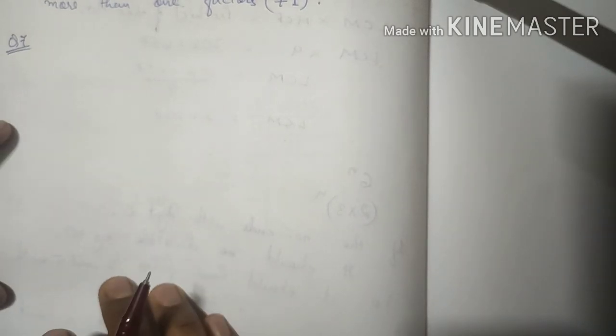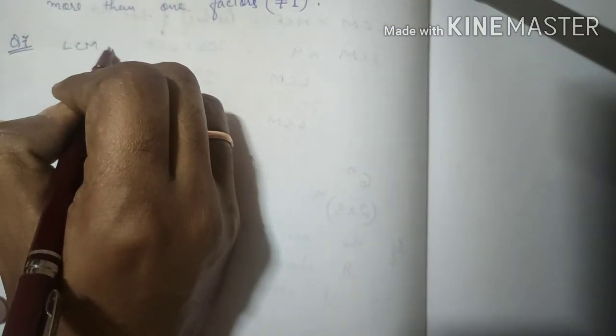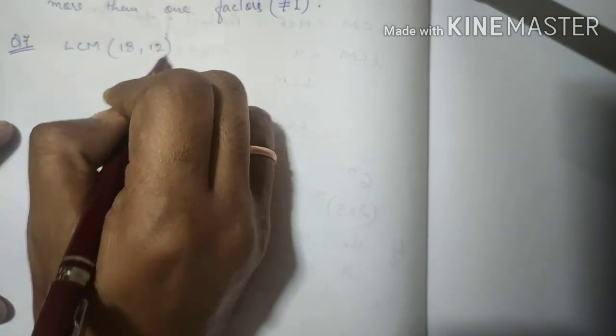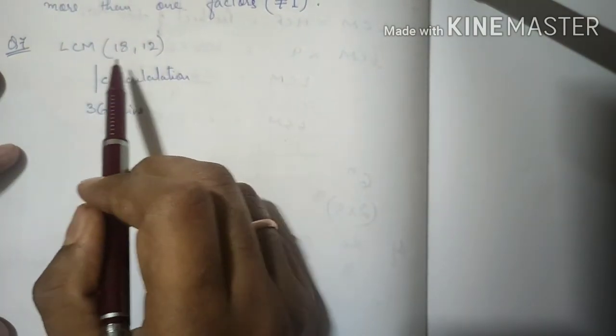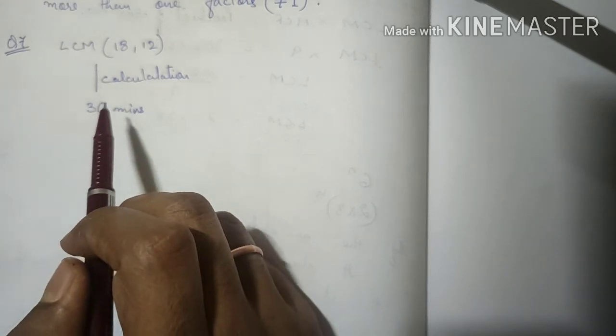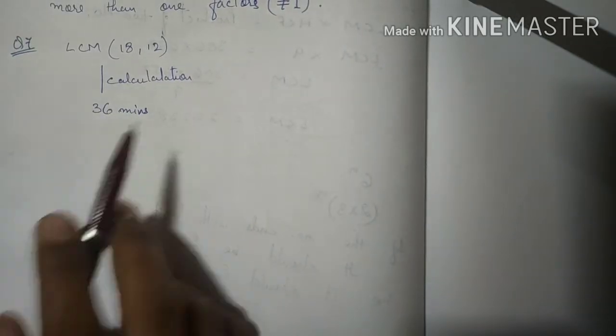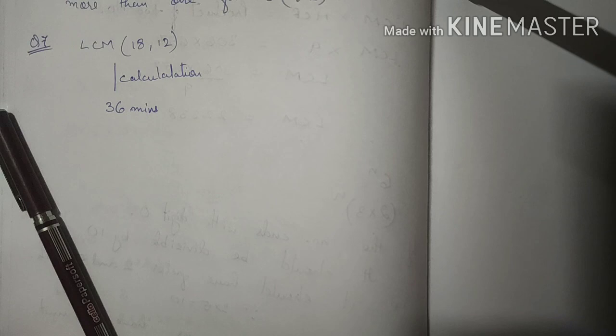So we will just find the LCM of 18 and 12. Okay, I don't think I'll have to show the calculation part again, but the answer is 36 minutes. Okay, 36 minutes. And that's all for today.